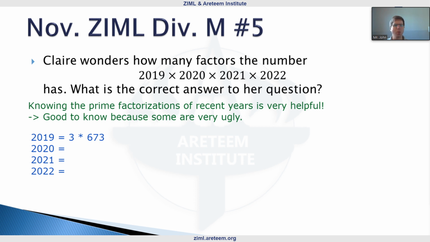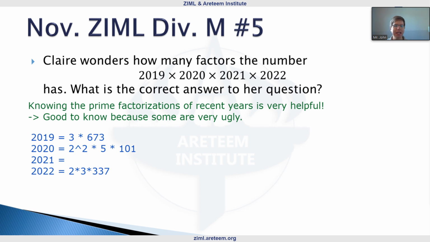Okay, so what about 2020? This one is a pretty easy one as well. 2020, of course, is divisible by 20, which is 2 squared times 5. And then we have 101. 101 is definitely a prime number you should know. 2022 is 2 times 3 times 337.